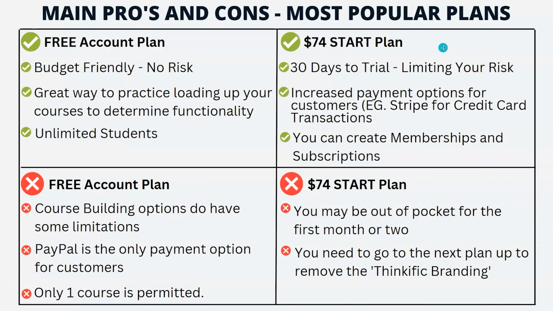On the $74 Start plan, you do get the 30 days to trial, so that limits your risk. You've got the increased payment options, as I mentioned, Stripe, and you get to create your memberships and subscriptions, which is a huge advantage. You'll also get unlimited courses, whereas the free plan only limits you to one.